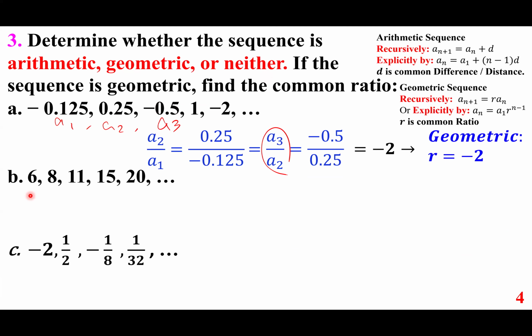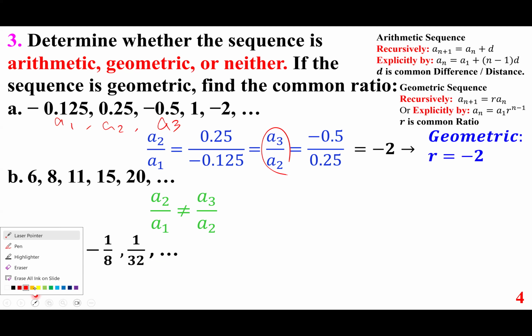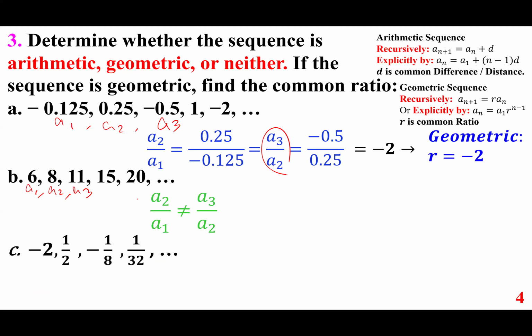What about this one? 8 divided by 6, is it equal to 11 over 8? No. By the way, this is a1, a2, a3, so this means 8 over 6 and this means 11 over 8. One way to see whether they are equal or not is if the cross product is equal, and it's not. Also, look at the difference, a2 minus a1. 8 minus 6 is 2, 11 minus 8 is 3, so it's neither. It's not an arithmetic sequence, and it's not a geometric sequence.